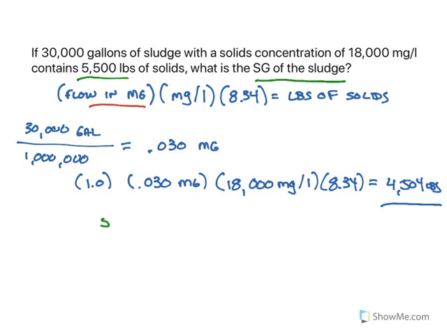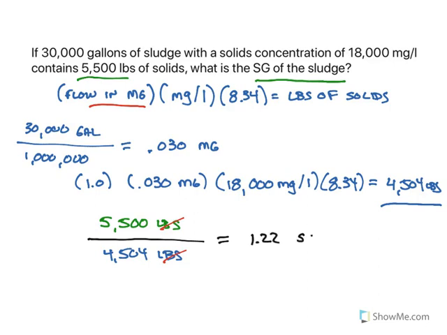So 5,500 pounds divided by 4,504 pounds. Pounds cancel out, and the specific gravity basically is just a ratio. So 5,500 divided by 4,504 equals 1.22. So our specific gravity in this instance would be 1.22.